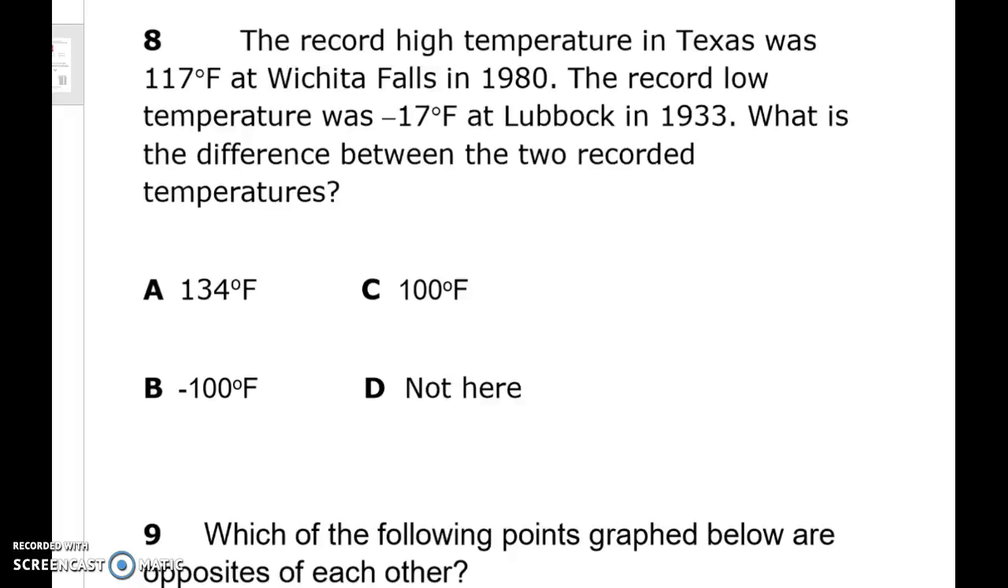Now question 8. The record high temperature in Texas was 117 Fahrenheit at Wichita Falls in 1980. The record low temperature was -17 Fahrenheit at Lubbock in 1933. What is the difference between these two recorded temperatures? So that is something we need to look at first.